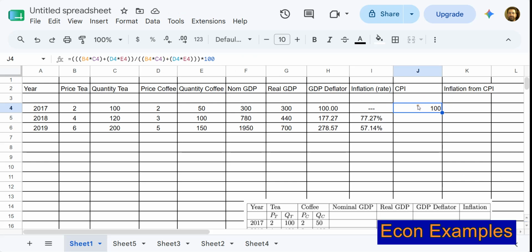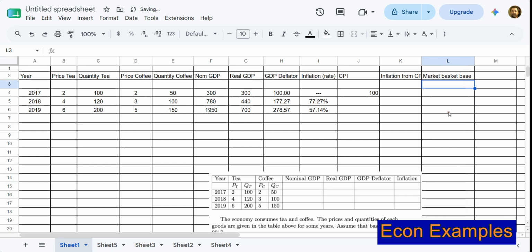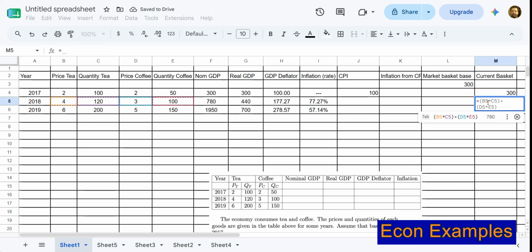Okay. And if you wanted to, you could break this up. You could say market basket in the base year, and then in fact, to make that a little easier, let's do that. Let's say market basket base year, and we actually know what that is. That is our formula there. It's 300, and then current basket. These are going to be the same. Getting confused myself here.